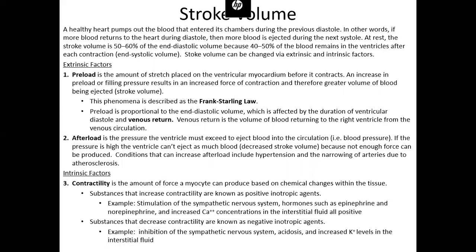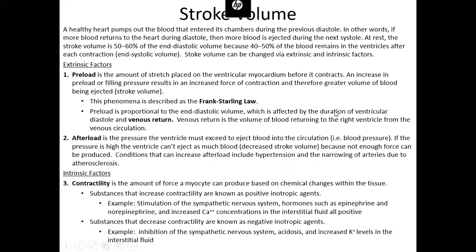Any decrease in preload decreases stroke volume. So it's a proportional relationship. Preload goes up, stroke volume goes up. Preload goes down, stroke volume goes down. We call this phenomenon the Frank-Starling law because it was first described by a couple of scientists, Frank and Starling. It is proportional to end diastolic volume, which is the volume of blood at the end of diastole, at the end of rest.